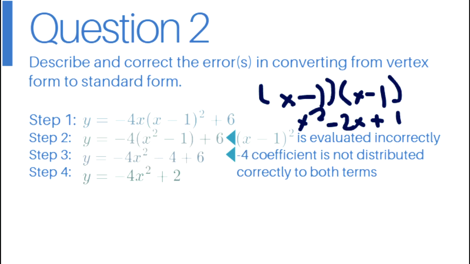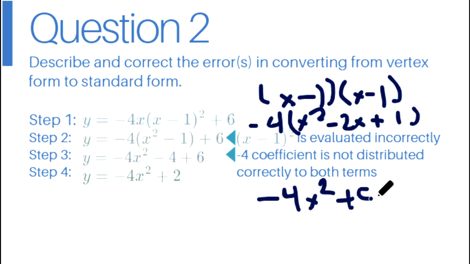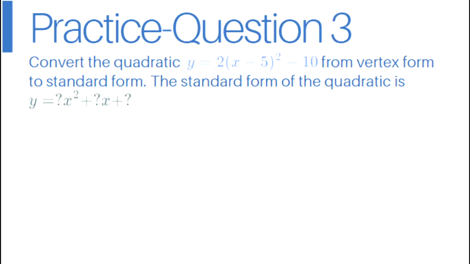And they got this garbage instead. Here, the -4 coefficient is not distributed correctly to both terms, because once we have this, then you're supposed to take -4 and multiply it out. So then it becomes -4x squared and positive 8x and -4. So they did well on step 1, but the rest of it was just kind of messed up.